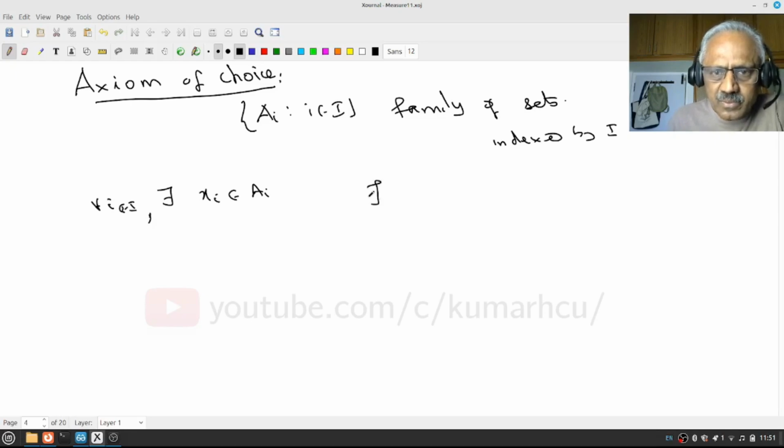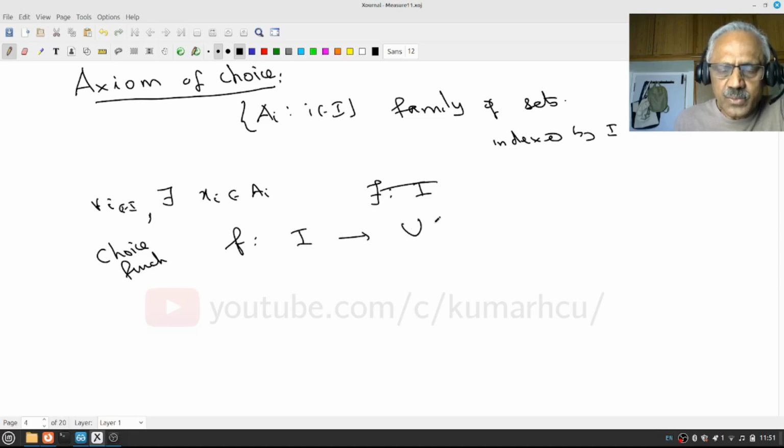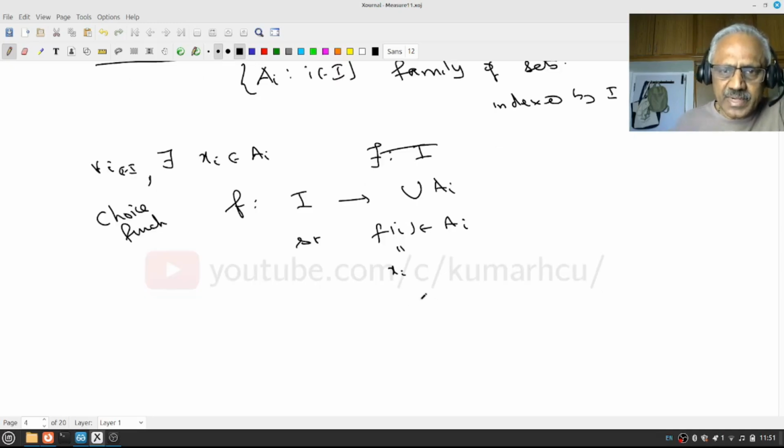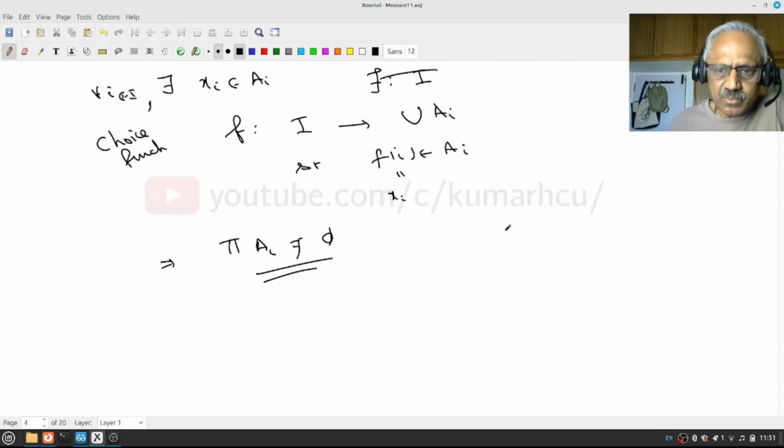That is, there is a choice function f, called a choice function. There exists a choice function from I to the union of A_i such that f at i belongs to A_i. That f(i) is what we call x_i. Okay, if you remember Cartesian product, this simply means the Cartesian product of A is not empty. But for our understanding, let me just quickly say what it means: from each A_i, I can choose one element x_i in A_i for each i. That's all it means.